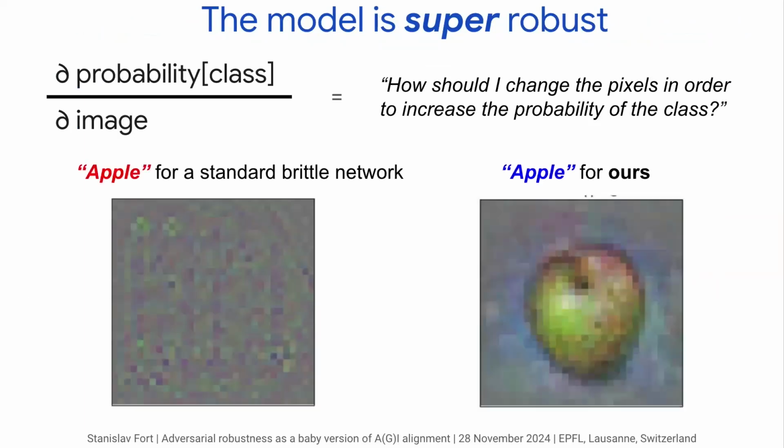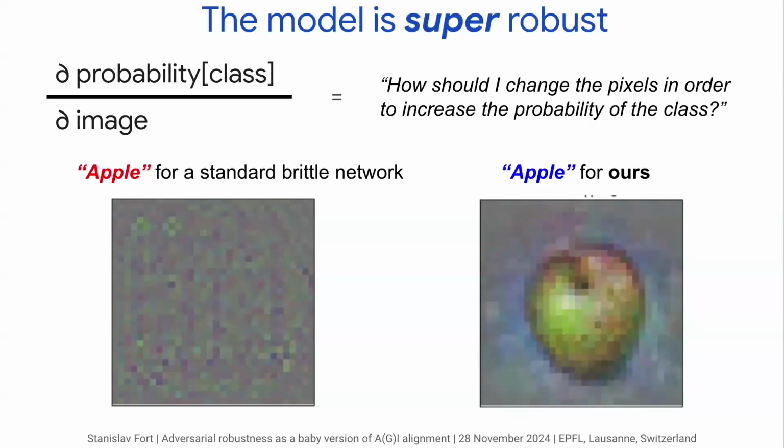So if you do this normally, and follow a few steps on a standard model, you get this, which is a very convincing apple to the model, right? Like that thing, you followed a few gradient steps and you got that. If you do this to our model, you get that. So it actually looks like an apple.